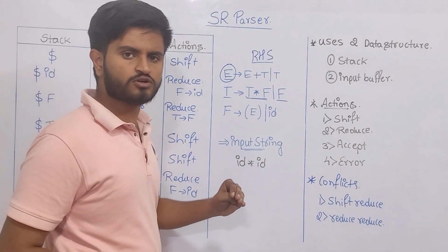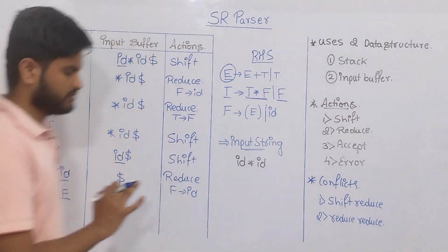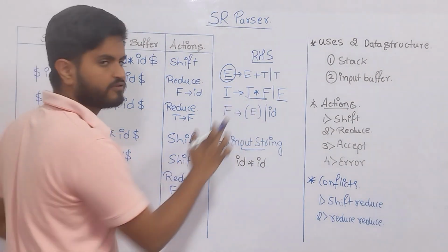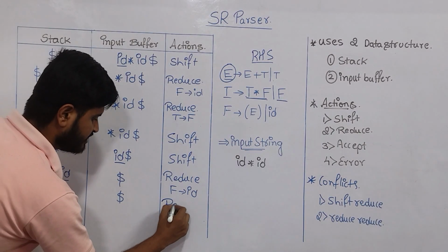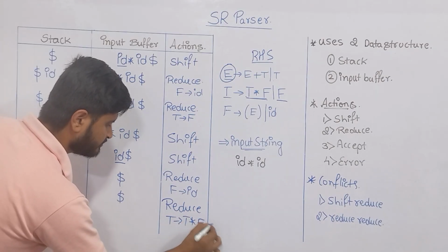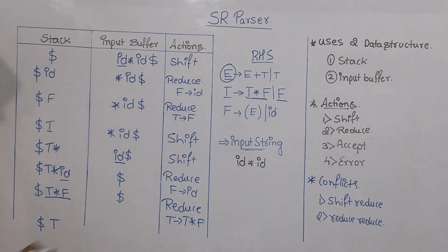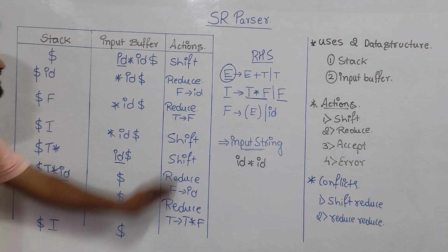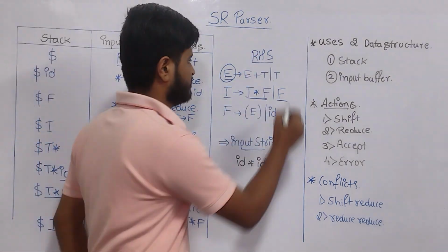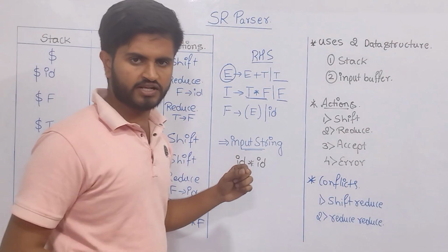To optimize the solution, I will be choosing the production which is bigger. So T star F I will be selecting. So reduce T producing T star F. So in the place of T star F we will be writing capital letter T. Here my input buffer is empty, so I will be writing the dollar. I will search for the capital letter T in the right hand side whether it is a separate production. Yes, my capital letter T is a separate production which is produced by capital letter E.